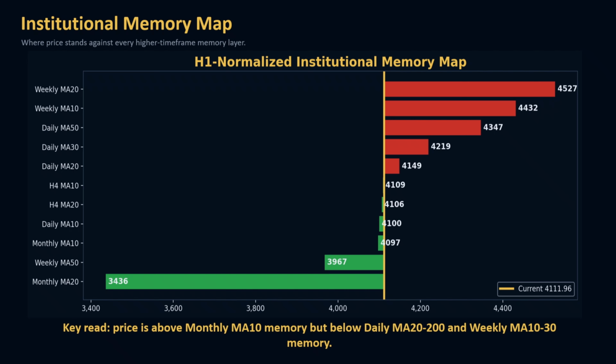The most important observation is that price remains above the monthly MA10 memory, confirming that the long-term structure is still intact. However, it is still below the majority of daily and weekly memory zones, meaning institutional sellers continue to defend higher prices. Until these resistance layers are reclaimed, the recovery remains tactical rather than strategic.